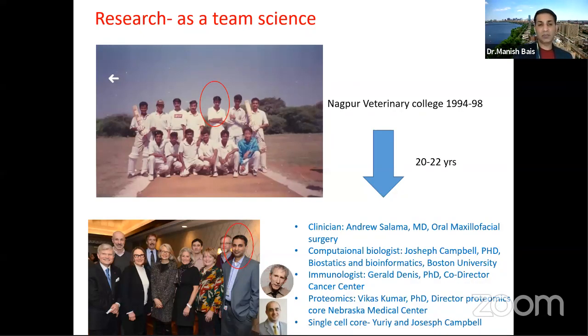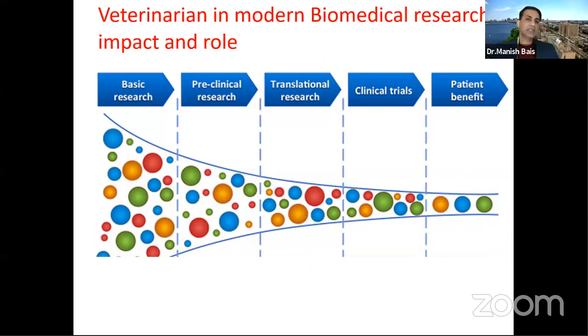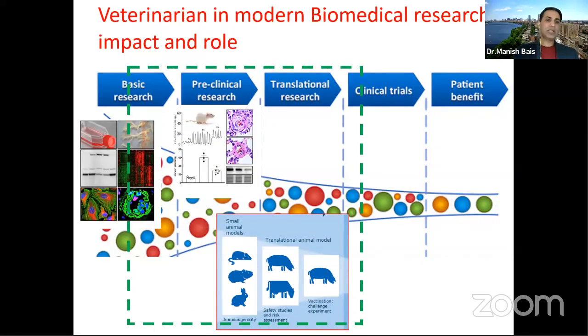So that's really helpful. Going back to why veterinarians are well suited for research, nowadays in modern science they play a very significant role. When you go through the drug development pipeline, or any diagnostic or candidate going to the clinic, you start with basic research, then preclinical research, translational research, clinical trial, and patient benefit. The green box indicates where we have the expertise, and where we are lacking expertise in some basic research and some clinical research.